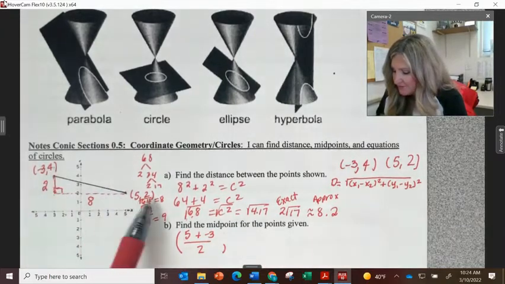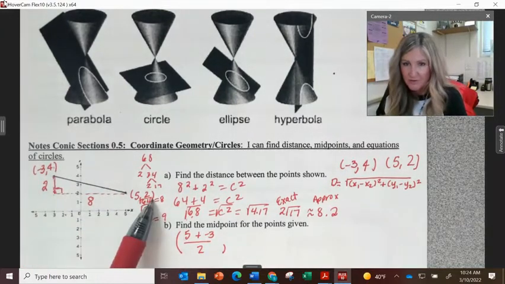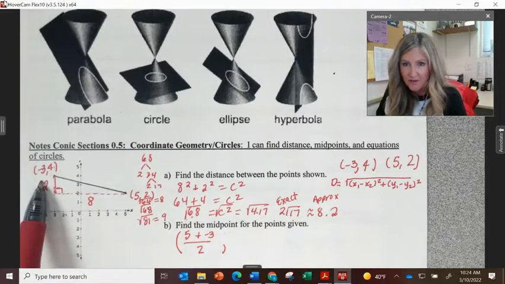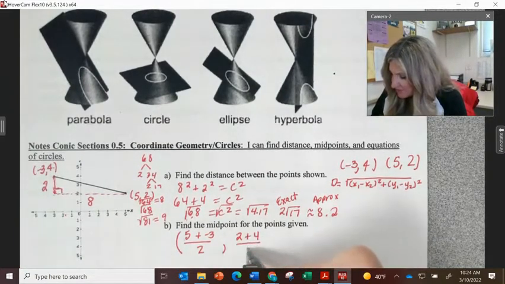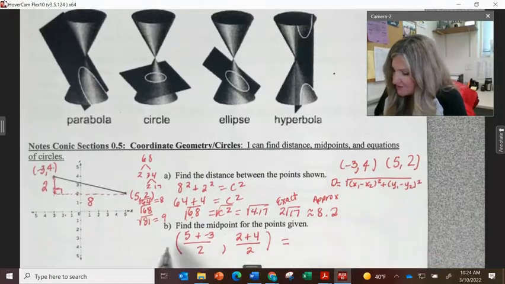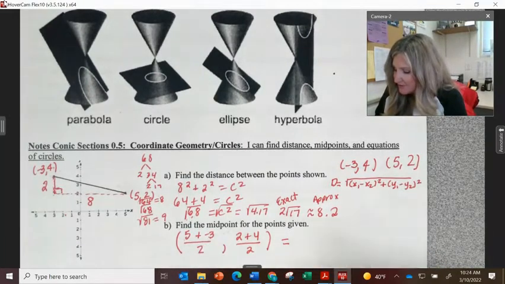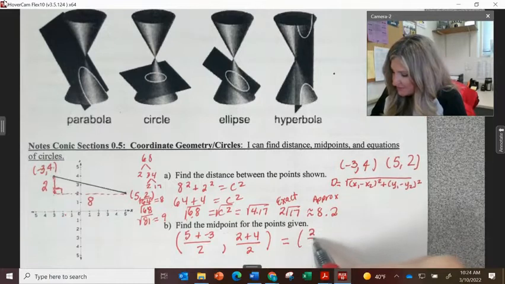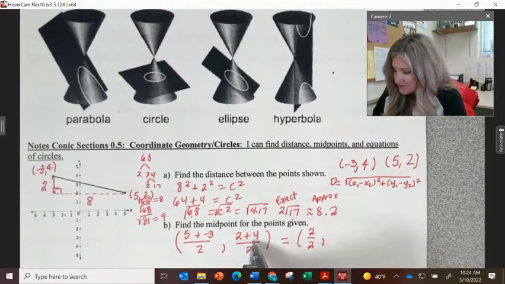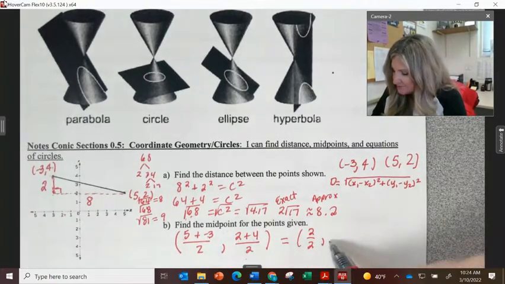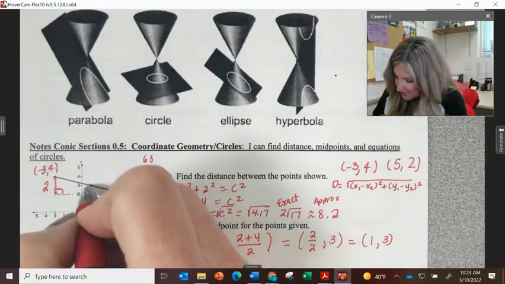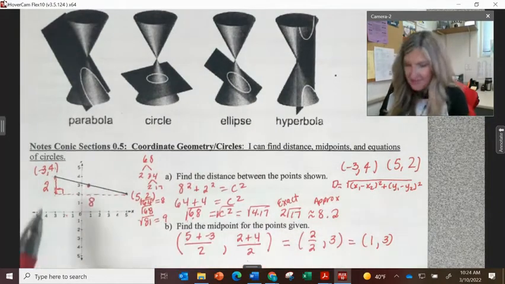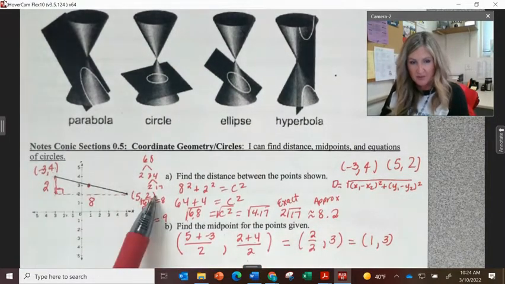And then to find the middle of these y's, you should already know the middle of those y's. What's in the middle of 2 and 4? 3, right? If we want to use the formula, it's 2 plus 4 divided by 2. And so that midpoint, 5 plus -3, that's going to be 2 divided by 2. And 2 plus 4 is 6 divided by 2 is going to be 3. So then our midpoint is going to be at 1, 3. And now let's plot that point. 1, 3 is right there. See how that is in the middle of those two.